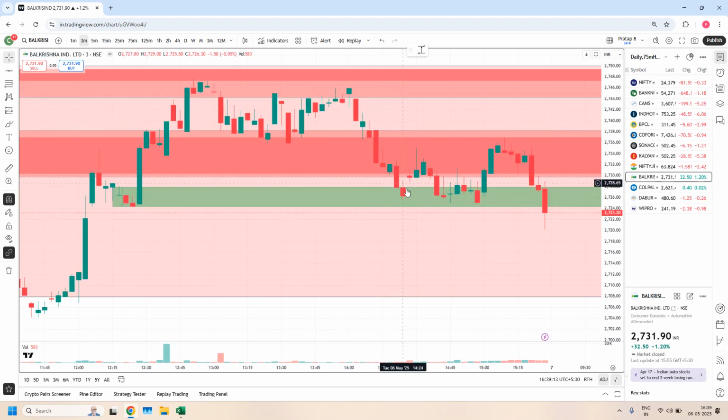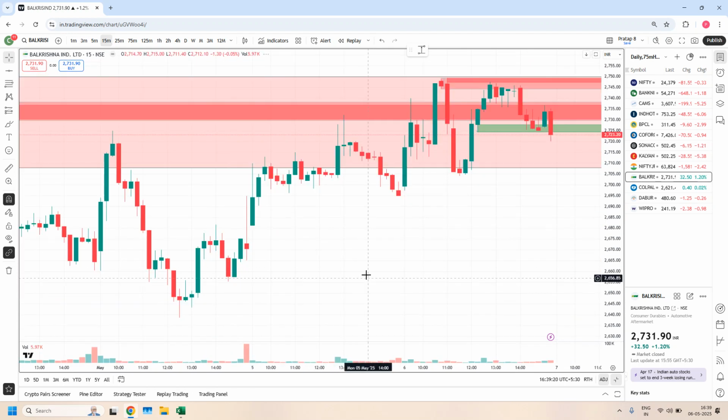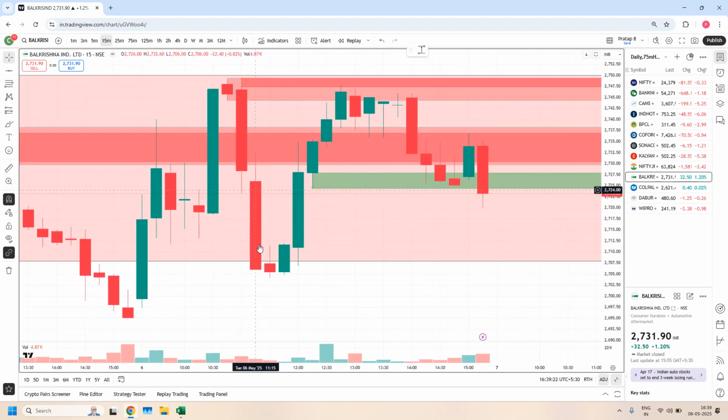After that, they didn't reach the 15 minutes target. Somewhere here we have the 15 minutes target. See here, we have a drop, 2 base candles and a rally candle. This is our actual 15 minutes target.